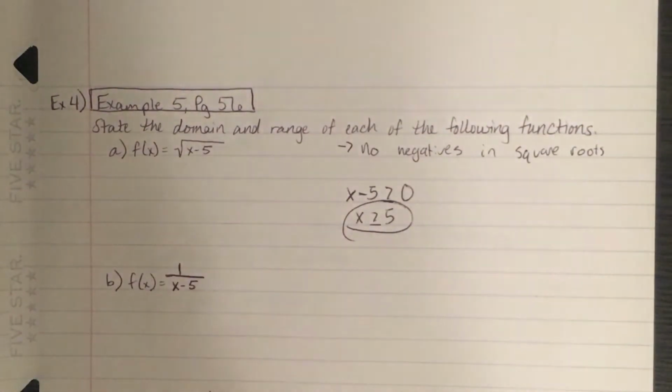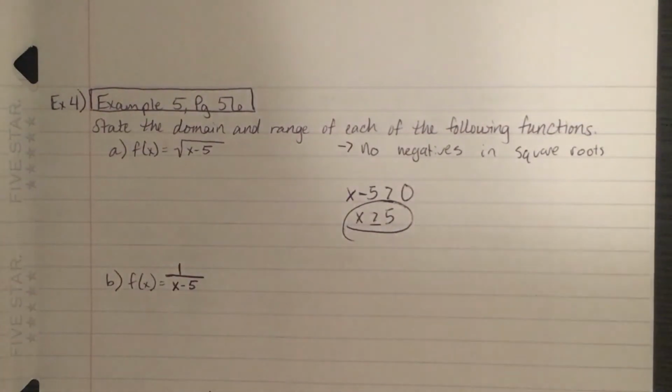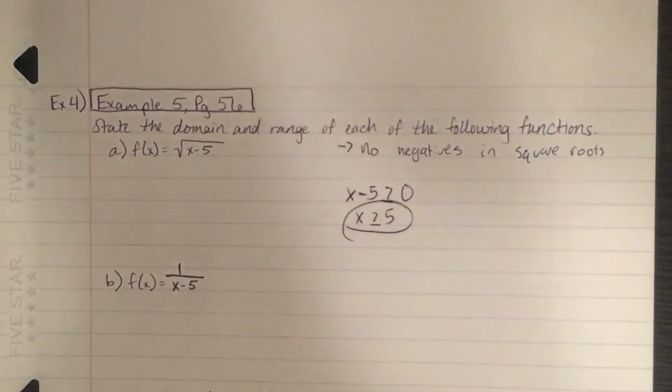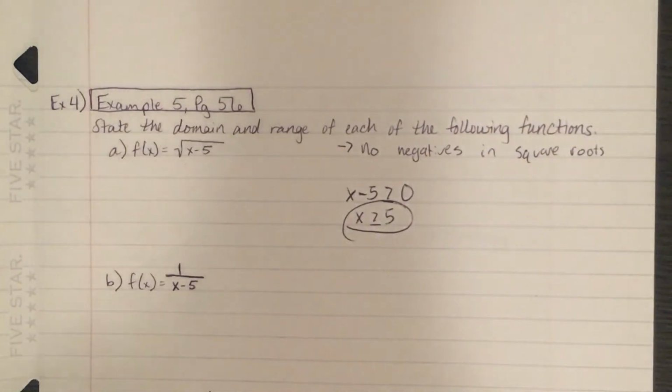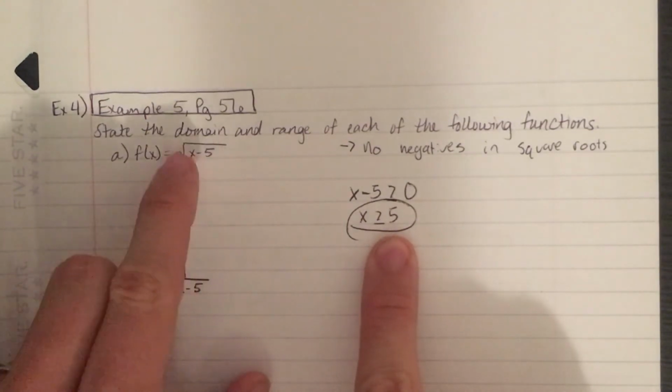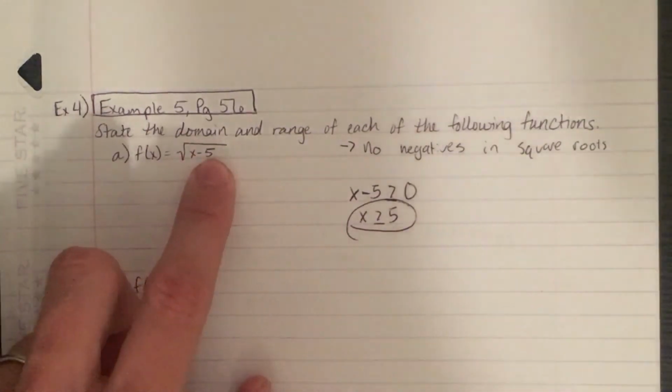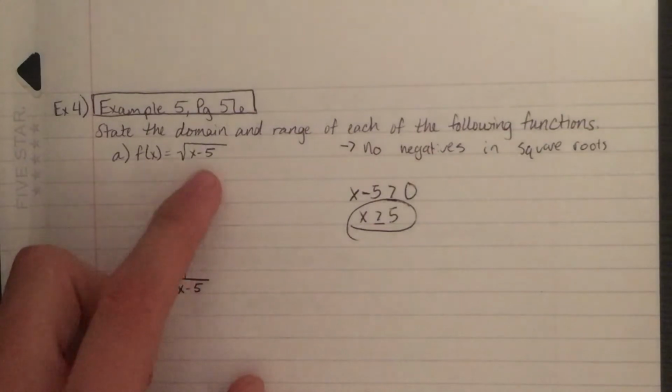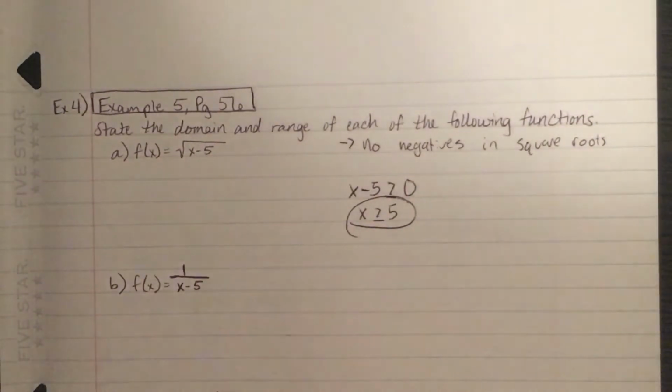So when you're thinking about the range here, you can look at a graph of this function. You can start punching in values, but you need to think about what happens if I punch in 5 into the square root of x minus 5. Well, I'll get the square root of 5 minus 5. That will give me a y value of 0. And then you can go from there.